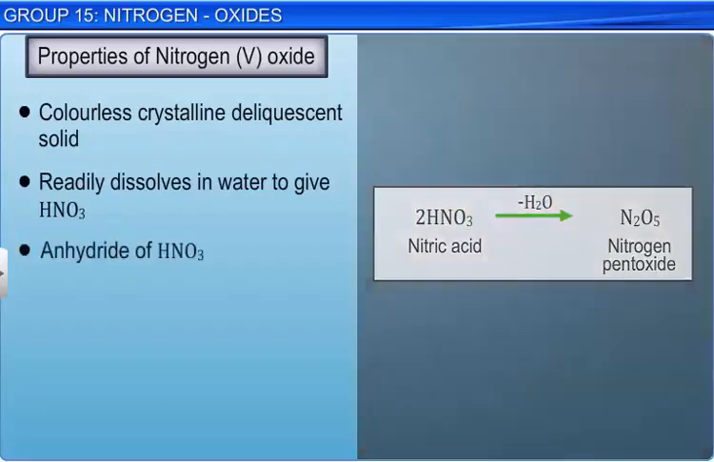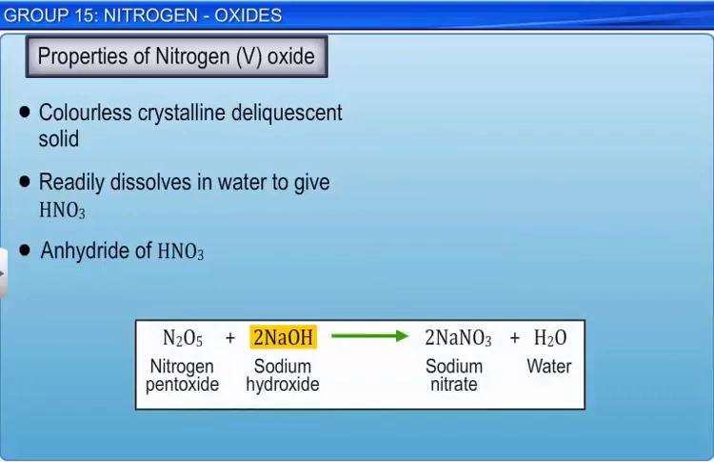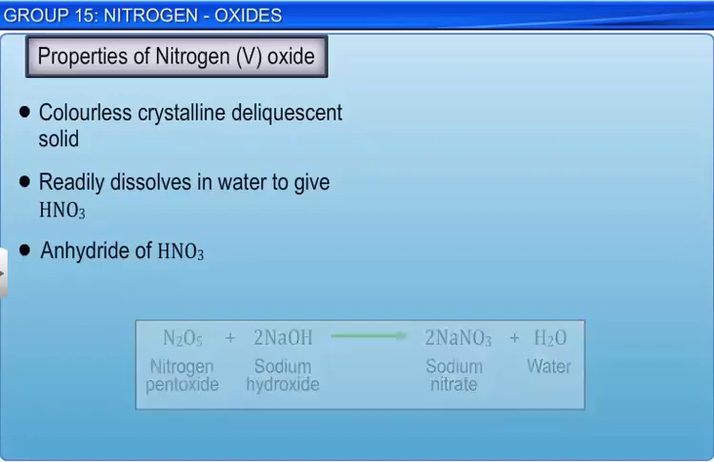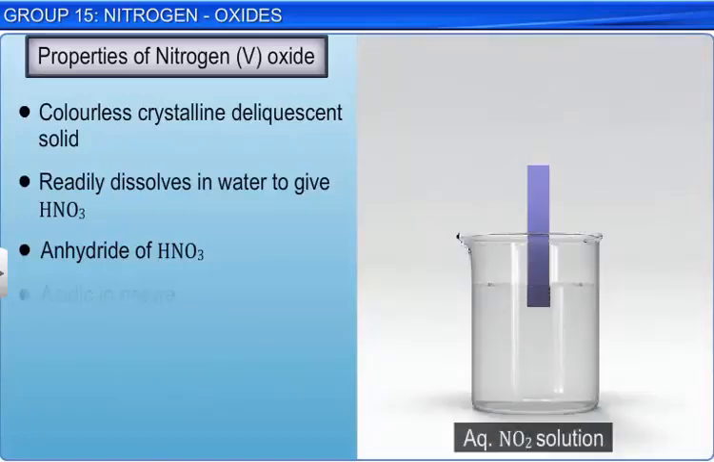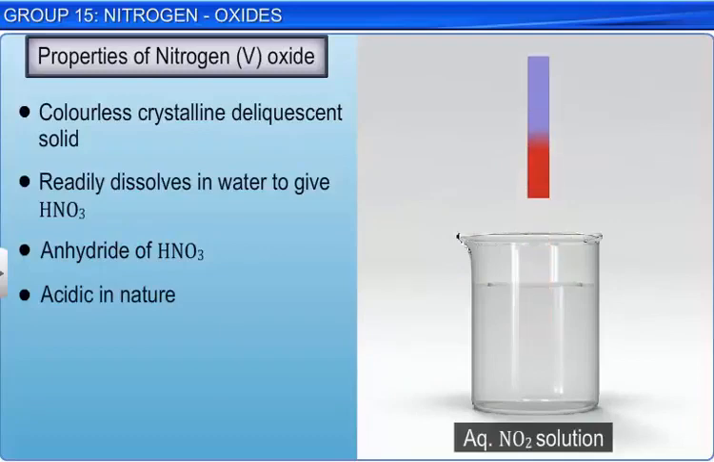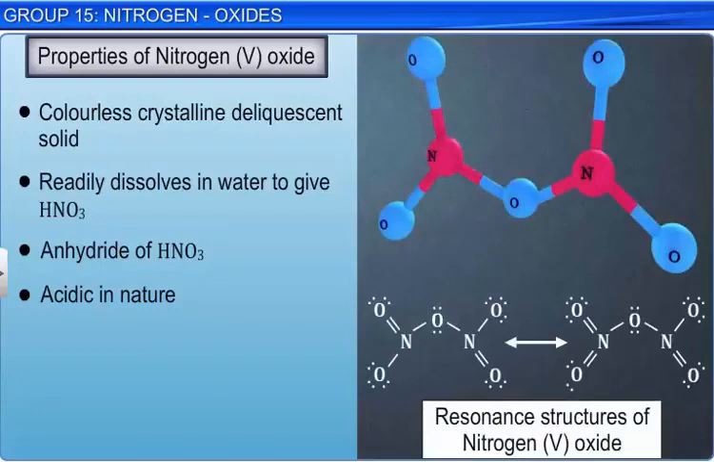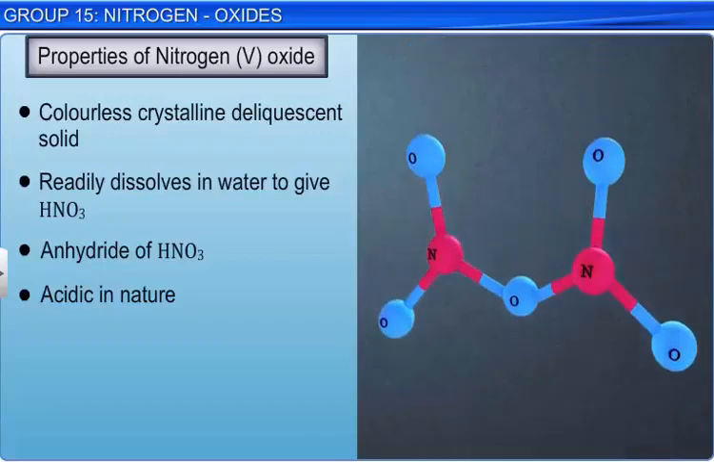It neutralizes alkalis to give nitrates, as shown here. Thus, the oxide is acidic in nature. Here is the symmetrical resonance hybrid of these two structures. It is a planar molecule with two different bond angles and bond lengths as shown here.